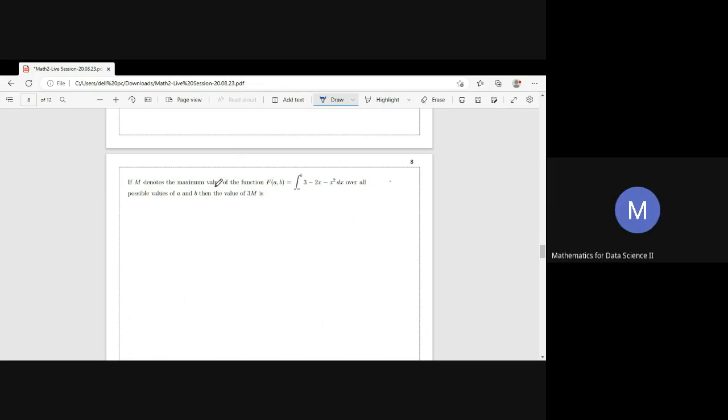If m denotes the maximum value of the function f of a comma b, equal to the integral of this over all possible values of a and b, then the value of 3m is. So how do you solve this? Any idea of how to solve this?